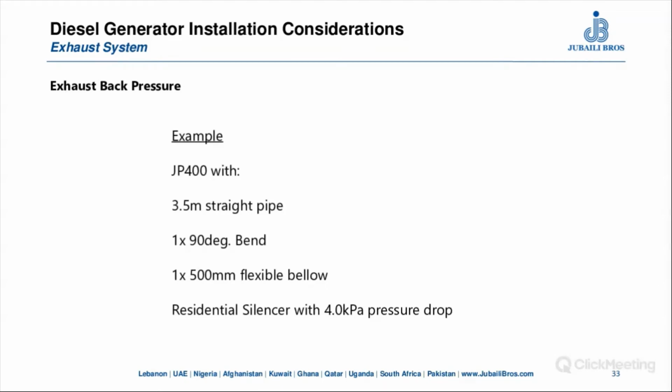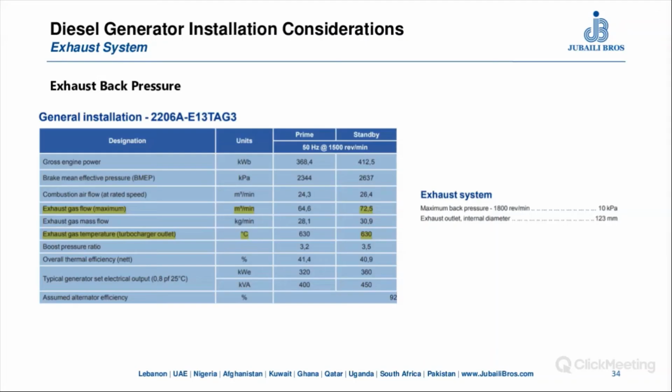So take for example, the same JP400 with 3.5 meter straight pipe, one 90-degree bend, one 500 mm flexible bellow, and a residential silencer with 4 kilopascal of pressure drop. From the engine data sheet, we can take the exhaust gas flow and the value of the exhaust gas temperature, and also the limit of the maximum back pressure allowed.